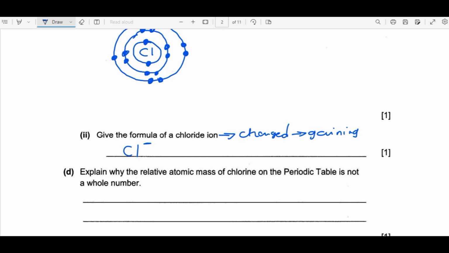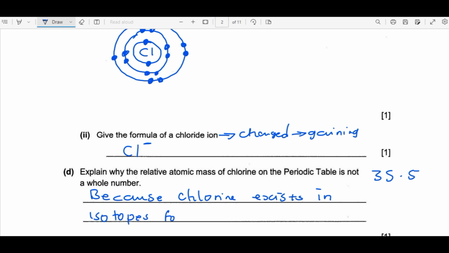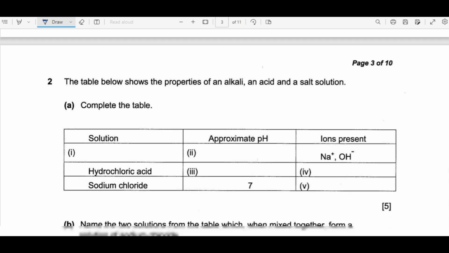Then for question D, explain why the relative atomic mass of chlorine on the periodic table is not a whole number. So if you look at chlorine on the periodic table, you see that we have 35.5. So the reason why it's not a whole number, we'll say, is because chlorine exists in isotope forms, like the ones that we've seen above here.